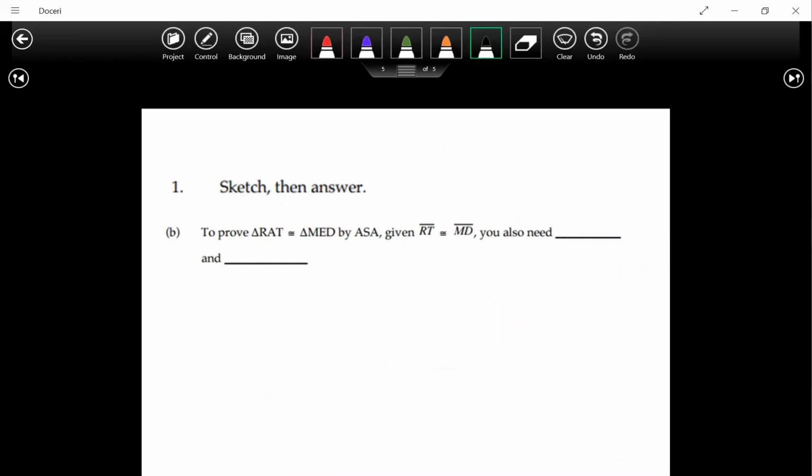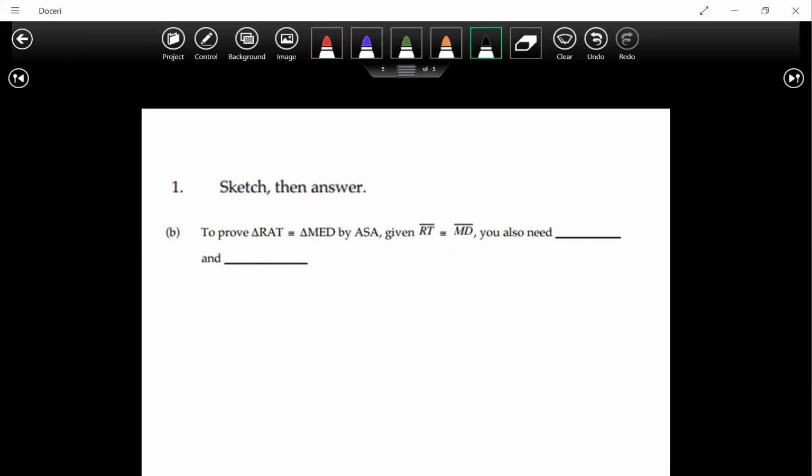This one is very similar to problem number 1. We have not done something like this, but it shouldn't be that hard to do. Sketch then answer. To prove RAT and MED are congruent by angle side angle, given that RT and MD are congruent, what other parts do we need to show congruence?